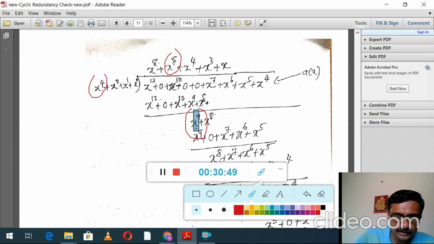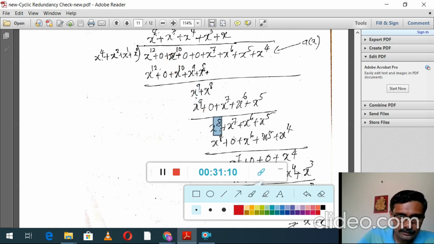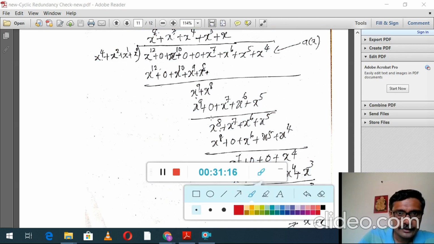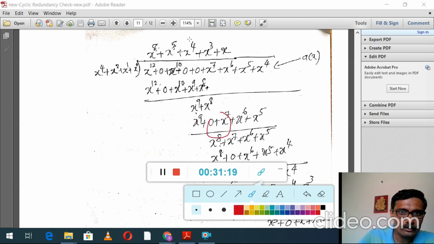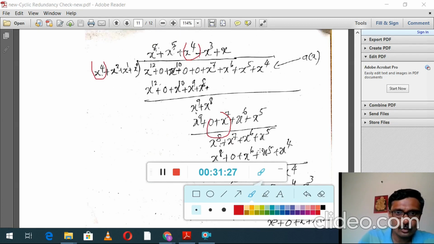Now you perform this: x power 8 plus 0 is x power 8, then x power 7, x power 6, x power 5. Remember, you are performing addition here, and addition and subtraction are the same. Since x power 8 is there, what do you have to take to get x power 8? You have to take x power 4 here. So x power 4 times x power 4 gives x power 8. Then x power 4 multiplied by x power 2 gives x power 6, then x power 5, x power 4.